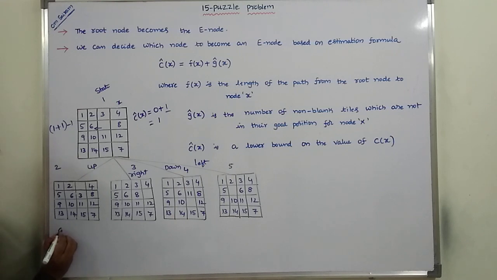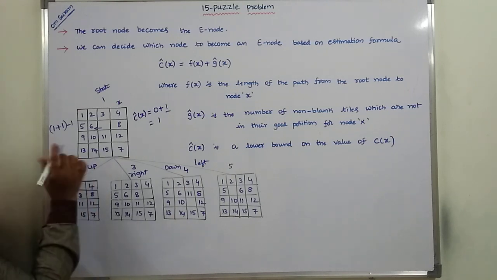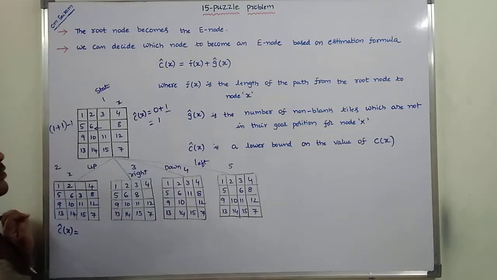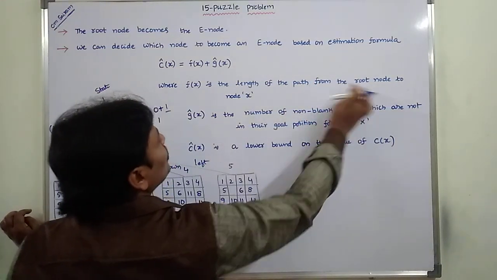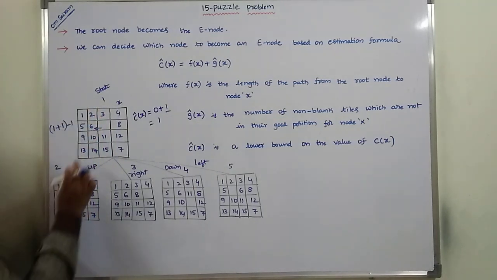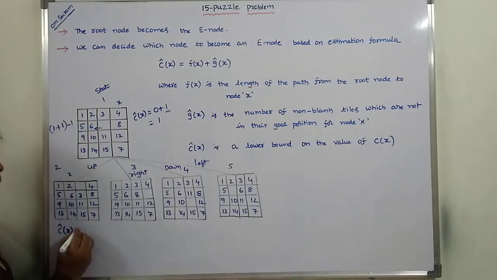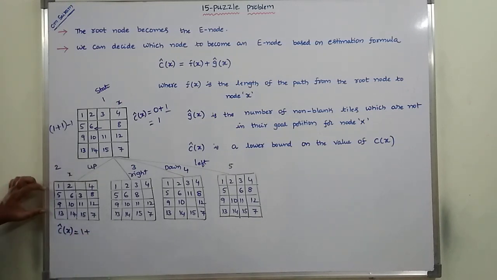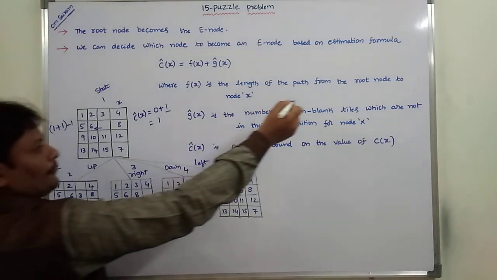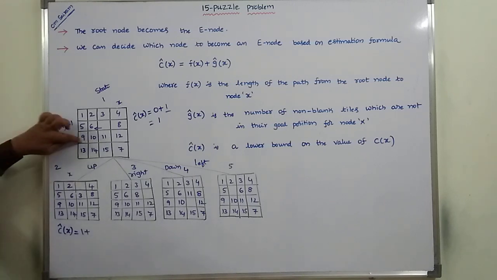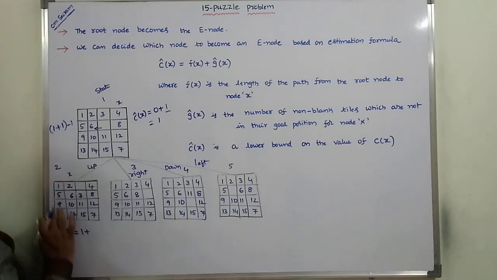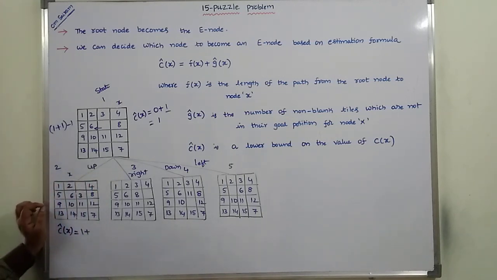Now, for this node, how do we calculate? Now, suppose this is the node X we have to take. This is the node X. So, that is equal to F of X. F of X means length of the path from the root node to the node X. Okay. So, this is the root node and this is the node X. What is the length? So, length means that is 1. Okay. So, this is level 2, this is level 1. 2 minus 1, that is 1. Length of the path from root node to node X is the length from this level to this level. That is 1. 1 plus, next, what are the non-blank positions that are not in their correct position?